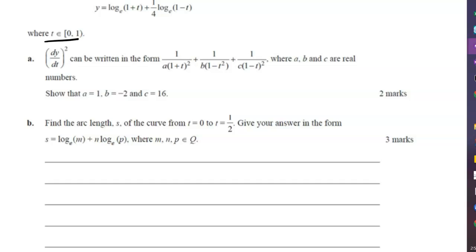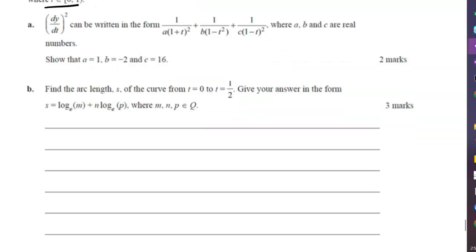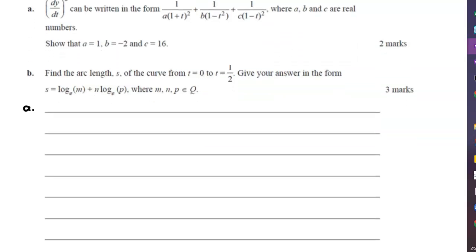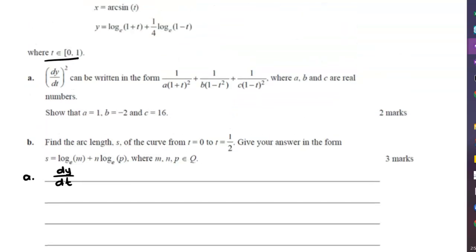And it says where a, b, and c are real numbers, show that a equals 1, b equals negative 2, and c equals 16. So we're going to have to start with part A here. So we want to find dy/dt. And as we said, y is given by this. We've got some lovely logs here.